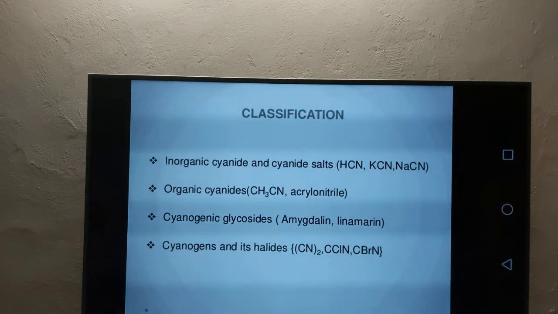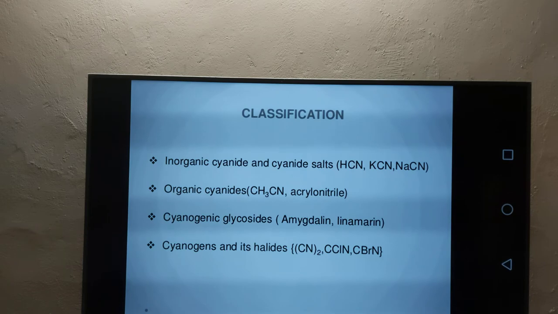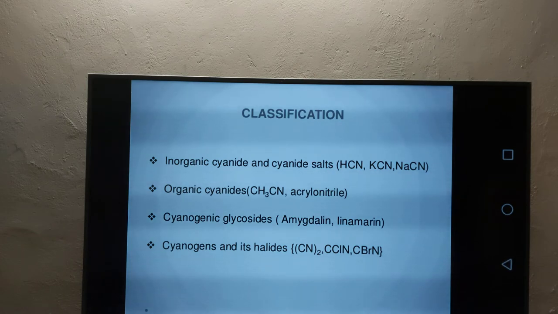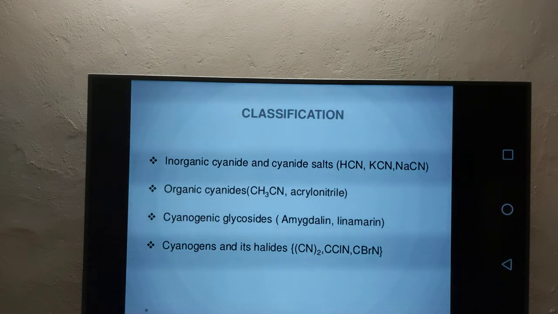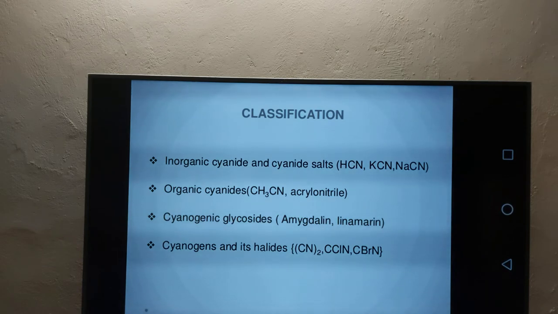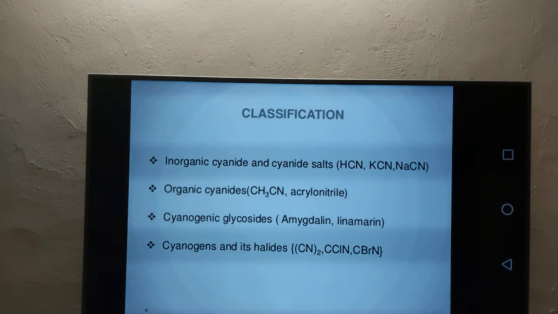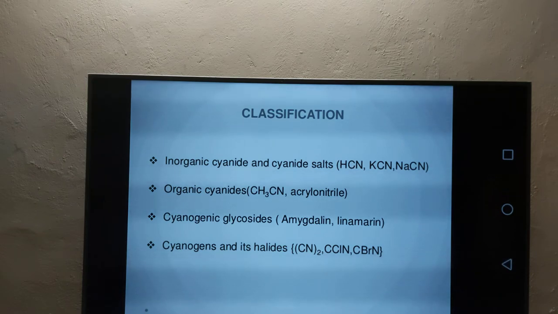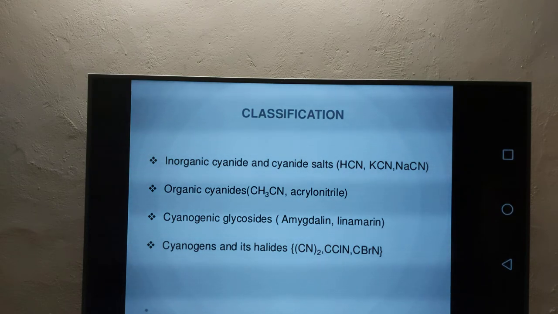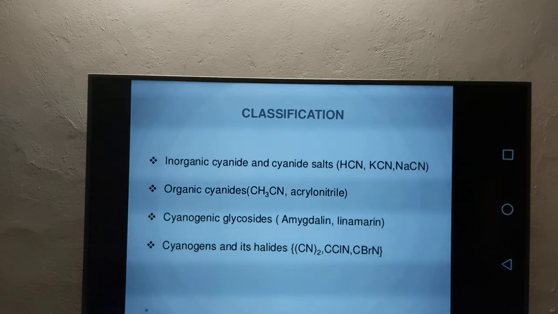Classification of cyanides is based on their chemical structure, availability and forms. Inorganic cyanides are hydrocyanic acid, potassium cyanide and sodium cyanide. Potassium cyanide and sodium cyanide are salts. Hydrogen cyanide is a volatile acid, a volatile liquid just like a gas. So fumes of hydrogen cyanide are a deadly gas, whereas sodium cyanide and potassium cyanide are salts that are ingested and cause death by a different mechanism. Moreover, sodium cyanide and potassium cyanide also act by liberating hydrogen cyanide only. As such, they are not poisons.